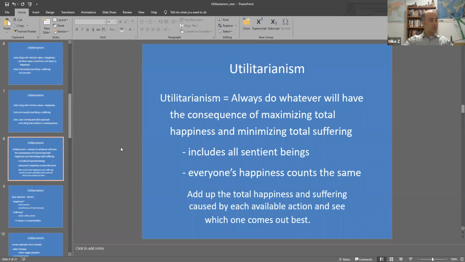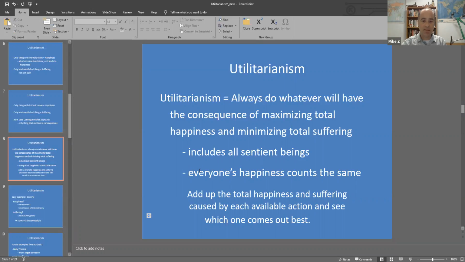So all your options are laid out, and for each option, you try to get as best as you can a sense of how much happiness will be caused by each of those options, how much suffering will be caused by each, and then pick the option that has the best balance of happiness over suffering. So there's a sense in which utilitarianism is a pretty straightforward and simple ethical theory. Just do this, right? Maximize happiness and minimize suffering as best you can.